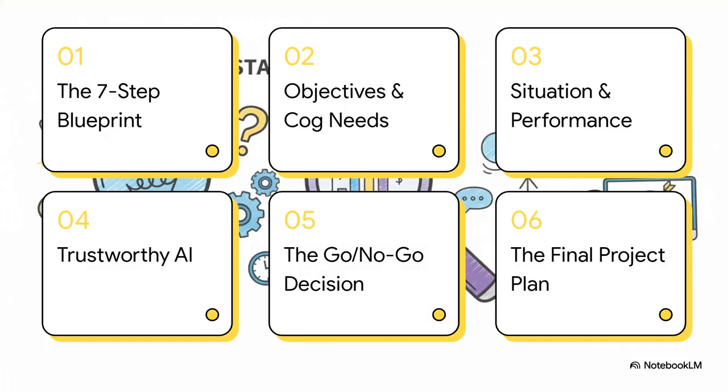So here's our game plan. We'll start with the 7-step blueprint, then cover objectives and cognitive needs, situation and performance thresholds, the trustworthy AI guardrails, that all-important go/no-go decision, and finally, the project plan. We're hitting every task group exactly in order.